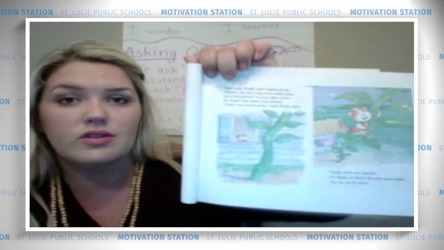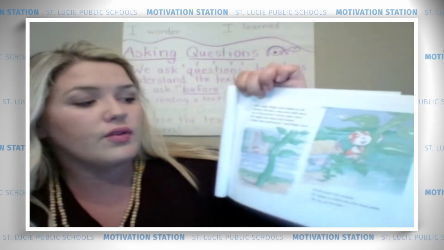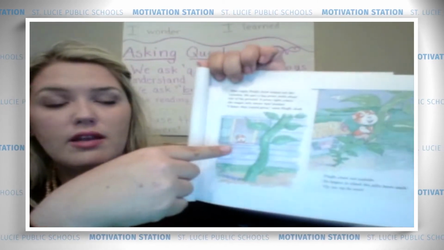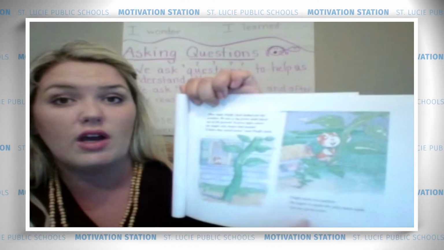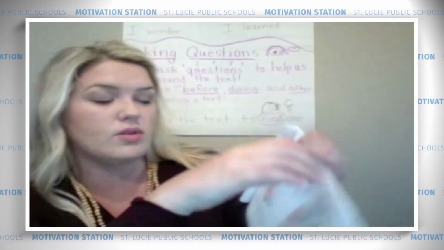So that's an event in the story. That's what happened in the story. So first, his mom threw out the jelly beans, and the jelly beans grew into a stalk. Let's read on to see what happens in the story.